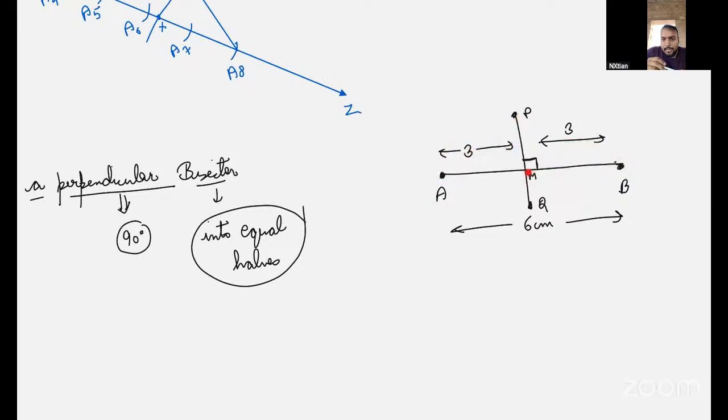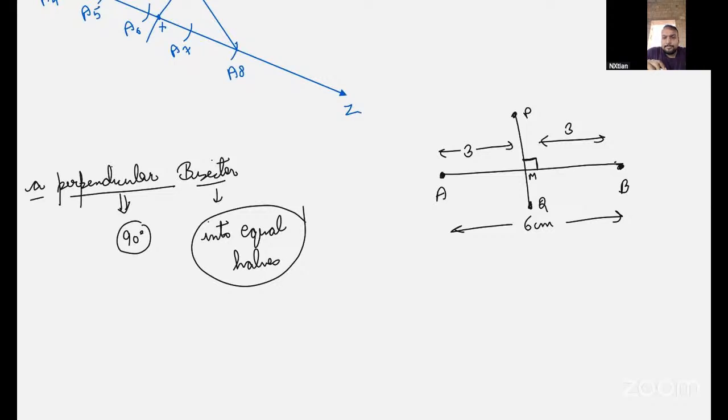Nobody understood what a perpendicular bisector is? A perpendicular bisector is the line which divides the base into two equal halves as well as making 90 degree with the base. Got it, everyone? Can you write down the definition of perpendicular bisector? Everyone write it down. Perpendicular bisector.